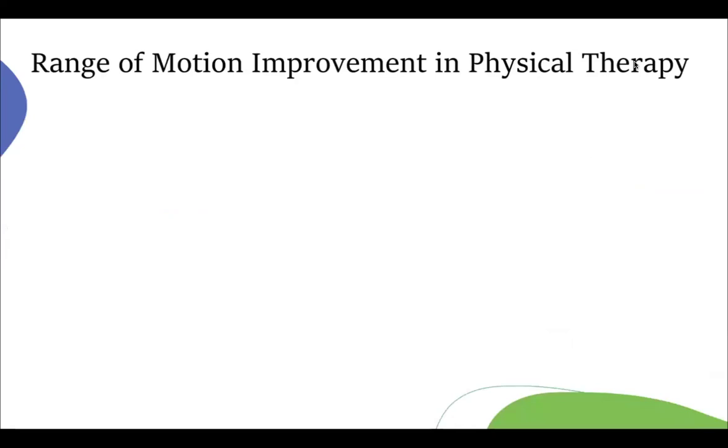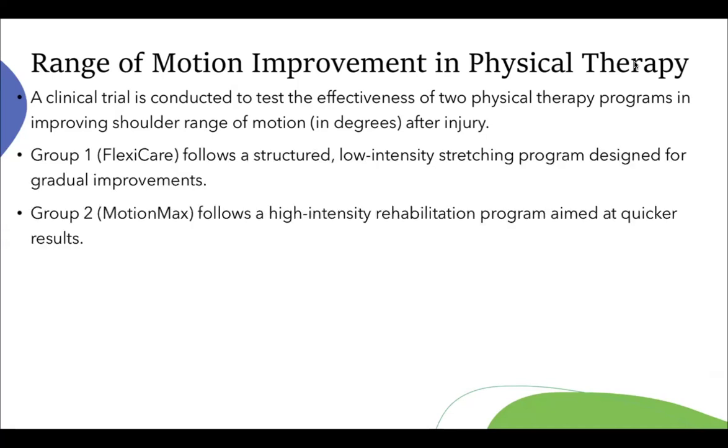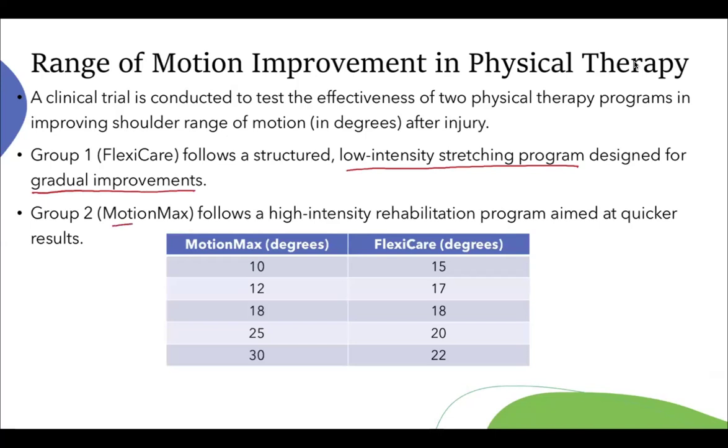So one more example, similar to the cholesterol example, let's look at a clinical trial to test the effectiveness of two physical therapy programs in improving shoulder range of motion after an injury. So we have two groups. Flexicare is following a low intensity stretching program for gradual improvements. And then there's another group following the Motion Max program with high intensity rehab aimed at quicker results.